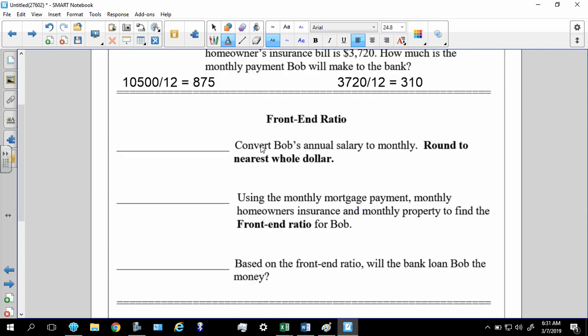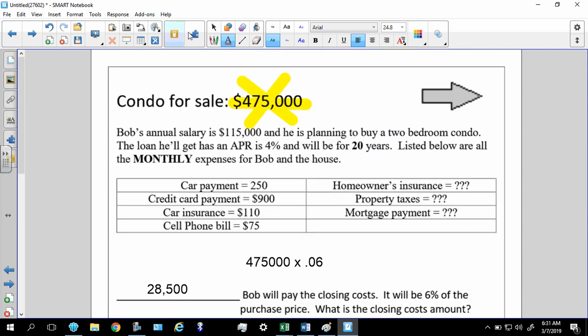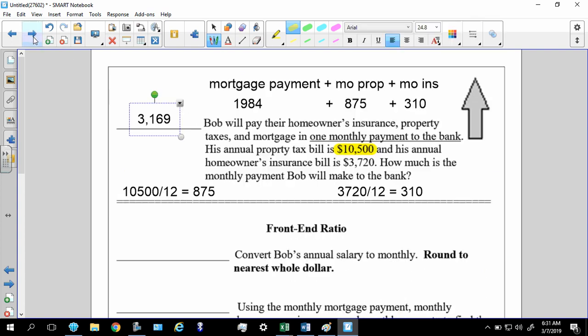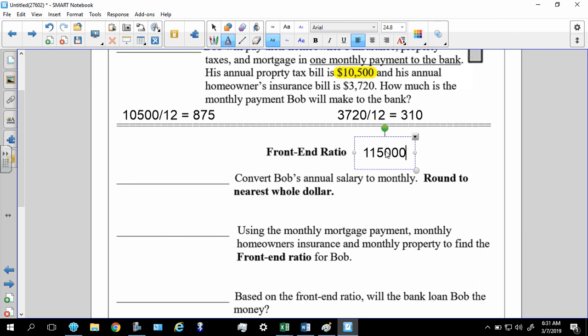All right, next is convert Bob's front-end ratio. So for the front-end ratio, we've got to go back to all this information with Bob. And let's not forget that he makes $115,000. So first off, convert Bob's annual salary to monthly. That is $115,000. I'm going to divide that by 12. I'm probably going to get a decimal, so I'm going to round. And when I round, I get $9,583.